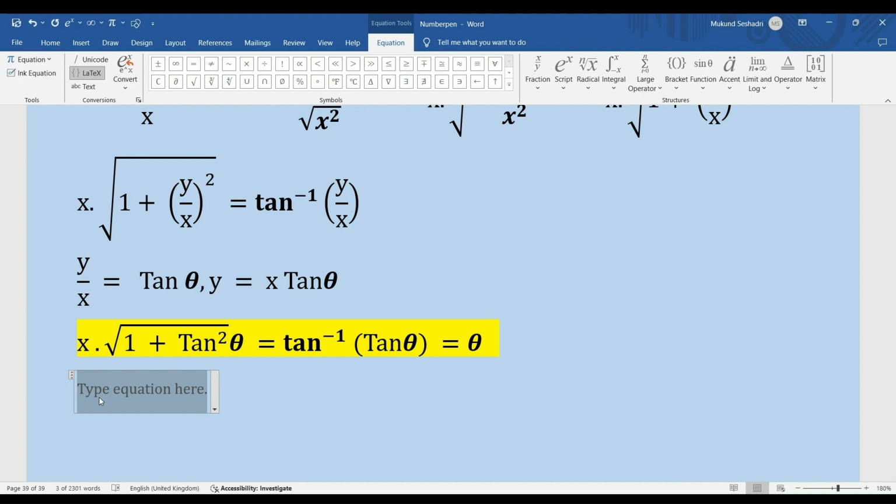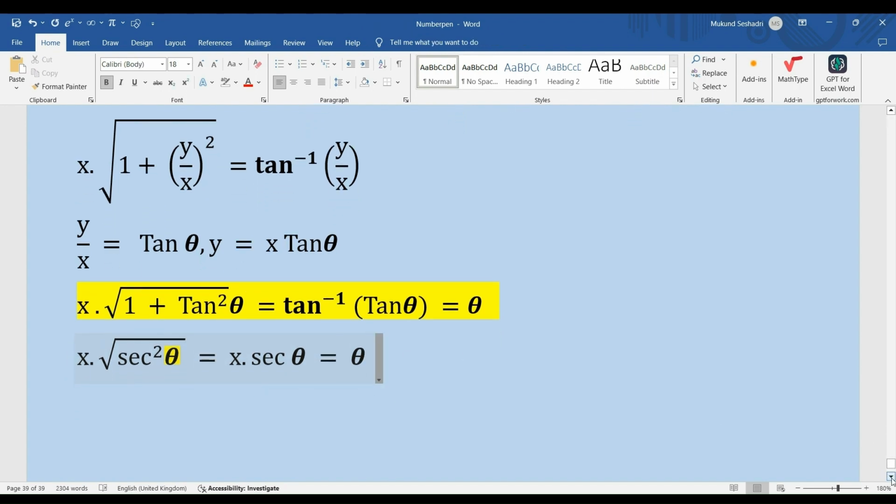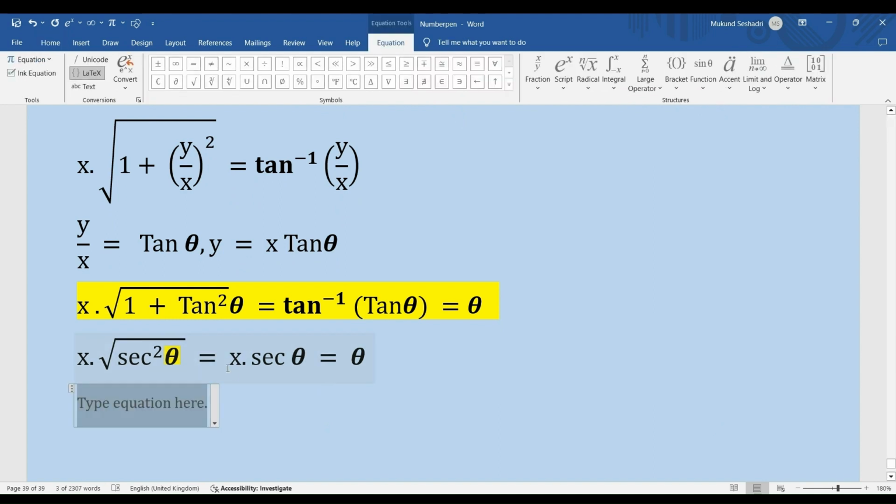Which means my 1 plus tan square theta is nothing but secant square theta, right? So therefore, I have a square root of secant square theta. That's nothing but x times secant theta. So I have x times secant theta equals theta, right? So this is what I have. So I'm going to differentiate this on either side, right? Let's move to the next line and you will understand why I am doing this, right?